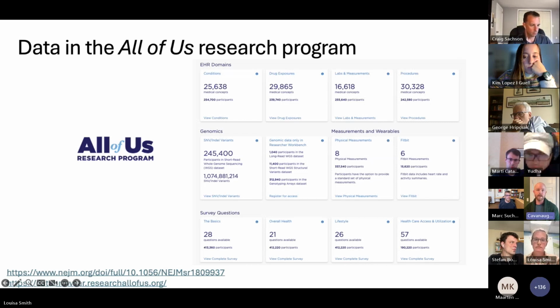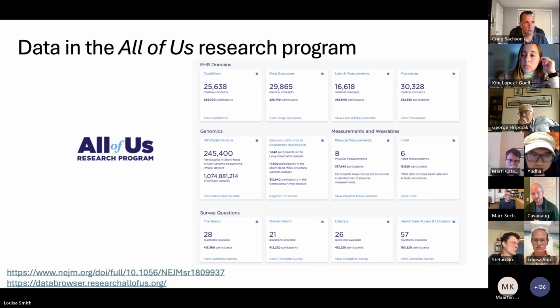The data are linked and transformed into OMOP, which is great. And the data are widely available. So if you're a researcher at an institution, your institution can execute a DUA with the All of Us research program. You can have access to the data. The cost is relatively affordable as far as things go.